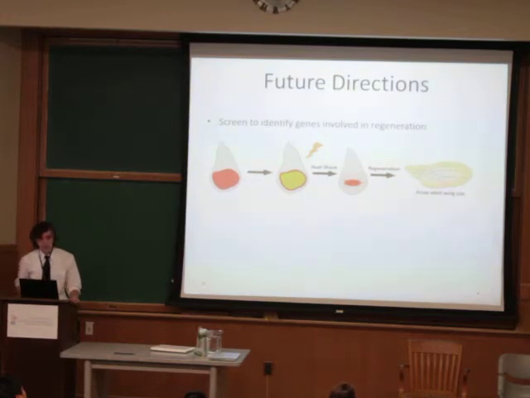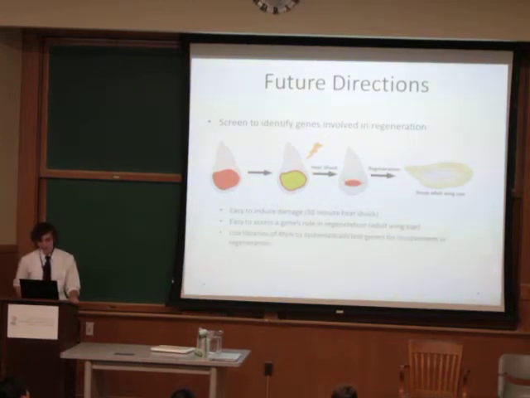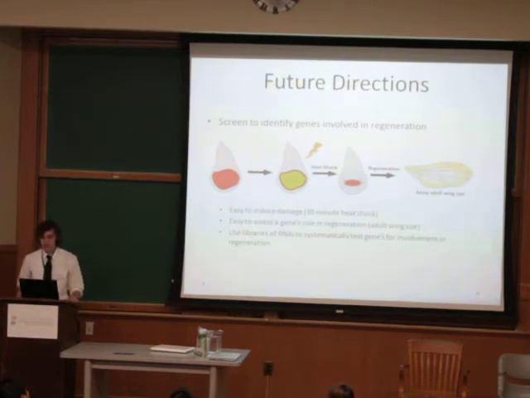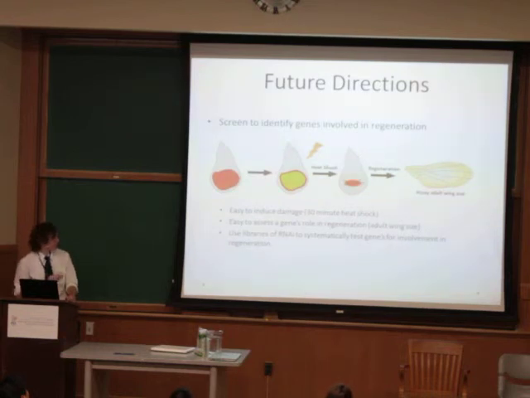So, what we want to do with the system is to run a screen that allows us to identify genes that are involved in regeneration. So, as you remember, it's easy to induce damage taking only a 30-minute heat shock at any point during development that we choose. It's easy to assess how well the tissue is able to regenerate, since all we have to do is look at adult wings. This means that we can look at lots and lots of genes' roles in a really short amount of time. And luckily for us, we have these libraries of RNAis that are available for our use. So we can systematically go through the entire Drosophila genome and knock down genes one at a time and see each gene's role in regeneration. And then by simply looking at how well the tissue can regenerate without that gene, we're able to say some genes will be involved and other genes will not.